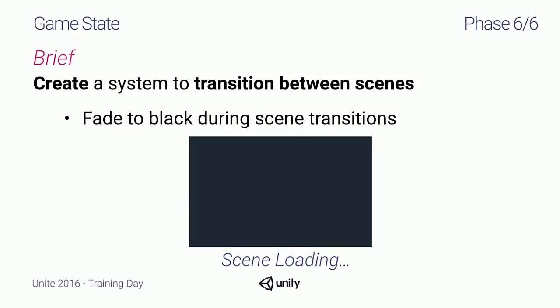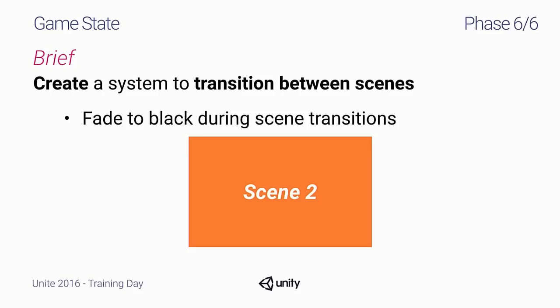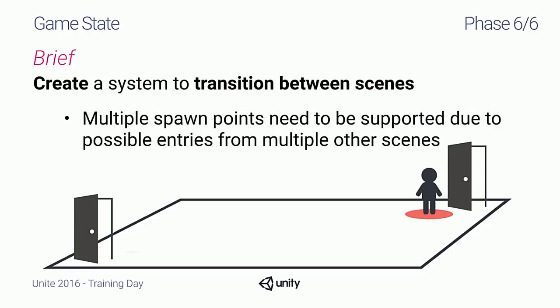We want to create a system that transitions between the scenes, and we want it to fade to black during the scene transitions. We also would like to have a system that has multiple spawn points, which will be needed due to the multiple possible entry points. I mean, right now we only have 2. We've got between the security room indoors and the market outdoors. But as we expand the game, perhaps she can go into one of the doors outside of the market. And when she comes back in, we don't want to end up by the security room. So we need to have multiple spawn points supported.